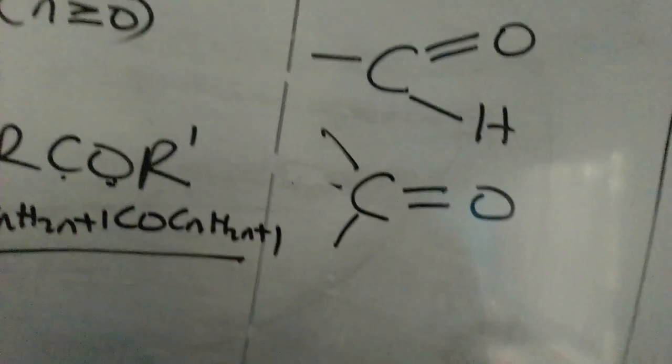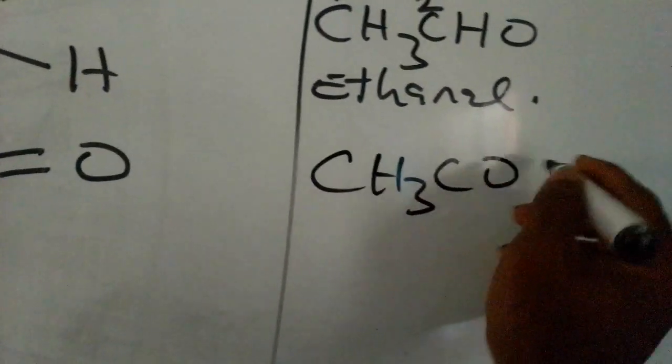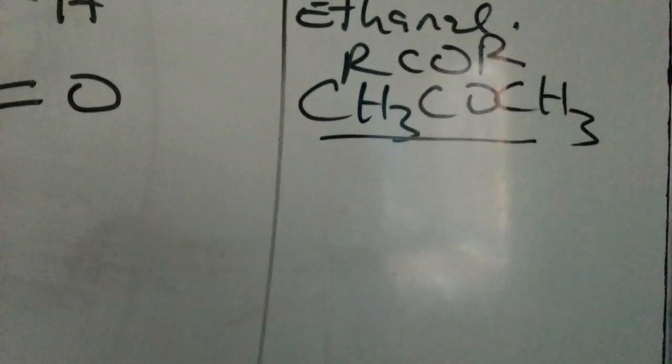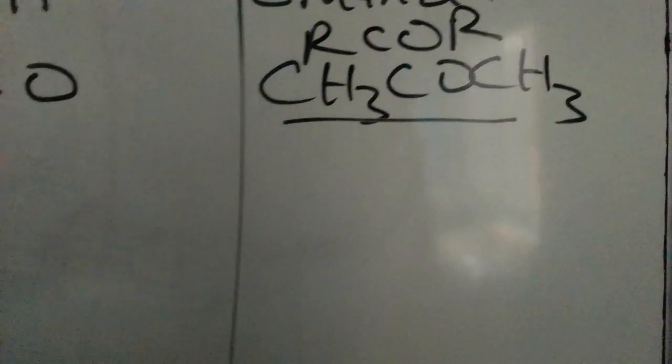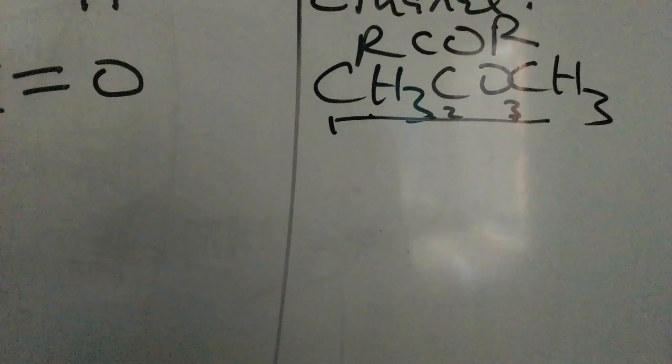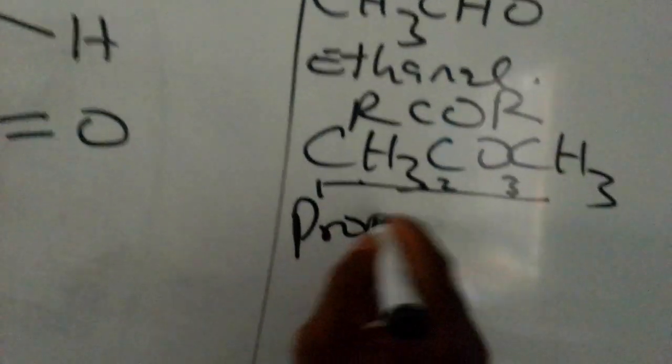So, having done that, an example of alkanone is CH3 CO CH3, where the formula is RCOR. That is it. To name it, you name it the way you name alkanes. 1, 2, 3 carbon. The alkane that has 3 is called propane. This is called propanone. Propanone. That is it. You can say butanone and so on.